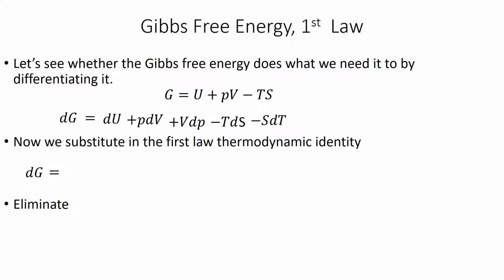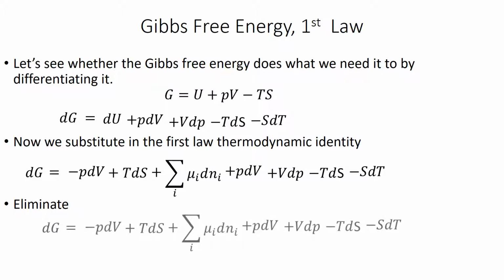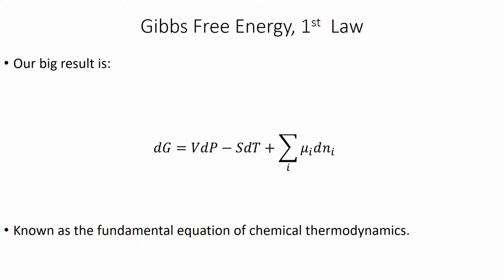We now substitute in the first law thermodynamic identity. We know what dU is equal to, don't we? It is equal to minus P dV plus T dS plus the summation of mu dn. We add the rest of the terms and we just eliminate. We eliminate P dV, we eliminate T dS, and our result is this equation.